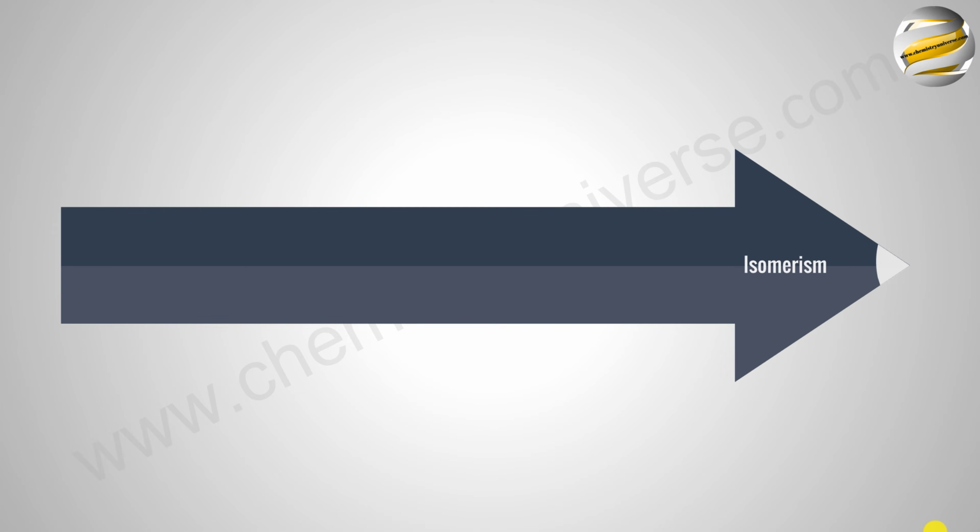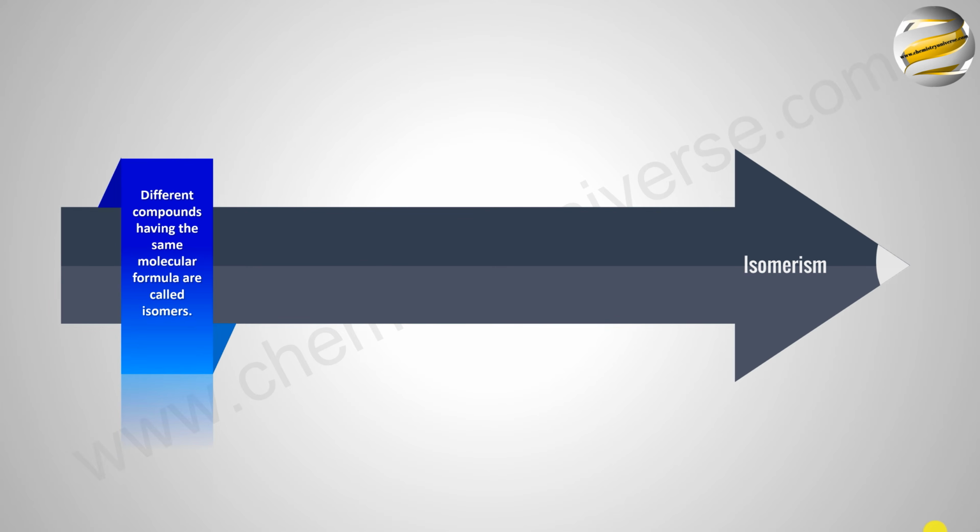So here we go, part 1. So what is isomerism? What are isomers? The first thing is different compounds having the same molecular formula are called isomers.